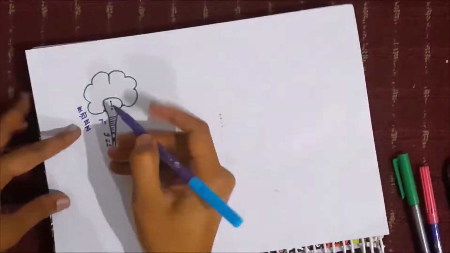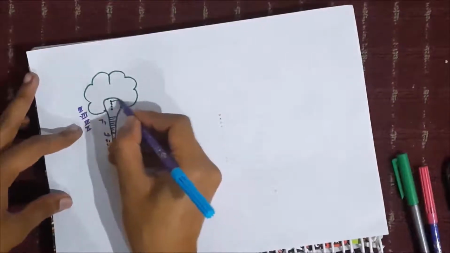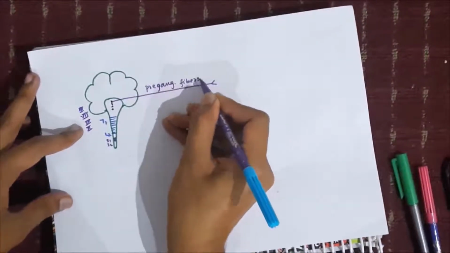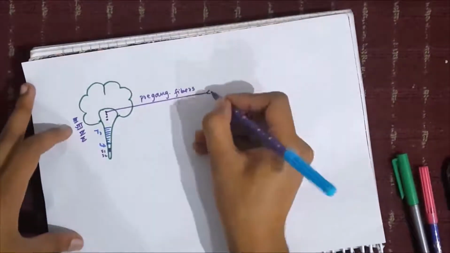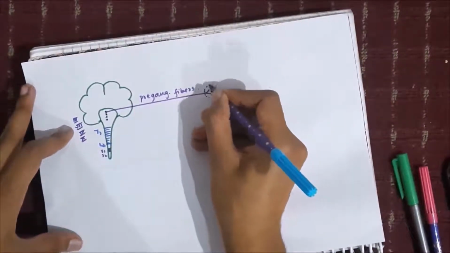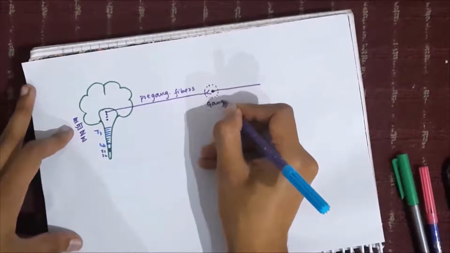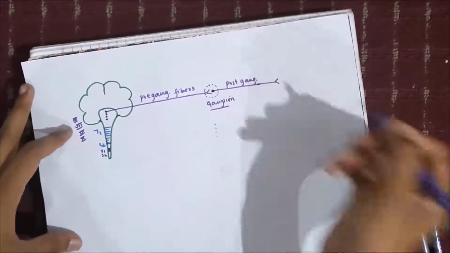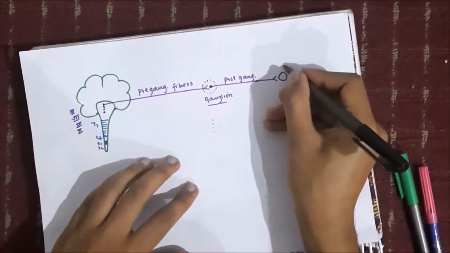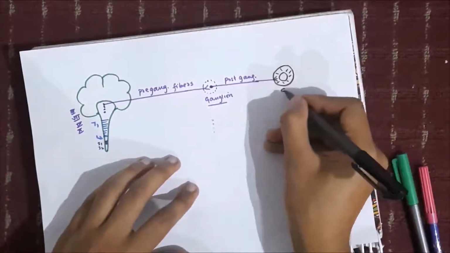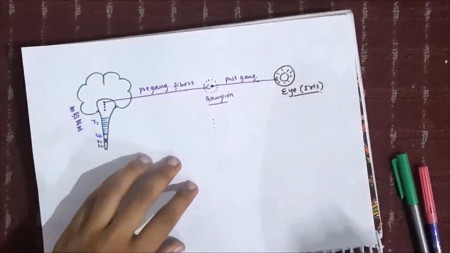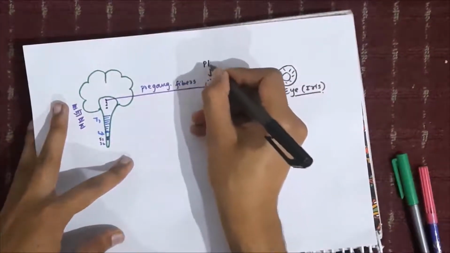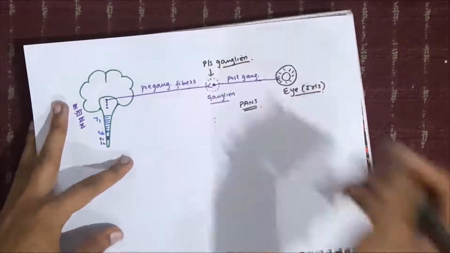Now, the fibers which emerge from craniosacral region, the preganglionic fibers, are larger and they synapse with another neuron outside the central nervous system, and the synapse is called a ganglion. So the postganglionic fibers which emerge from these ganglia go to some organs. For example, they can go to circular muscles of iris present in eye. So this is the parasympathetic innervation, and this ganglion is called a parasympathetic ganglion.